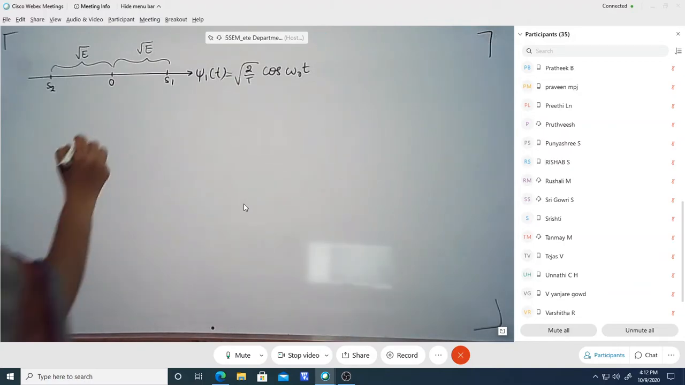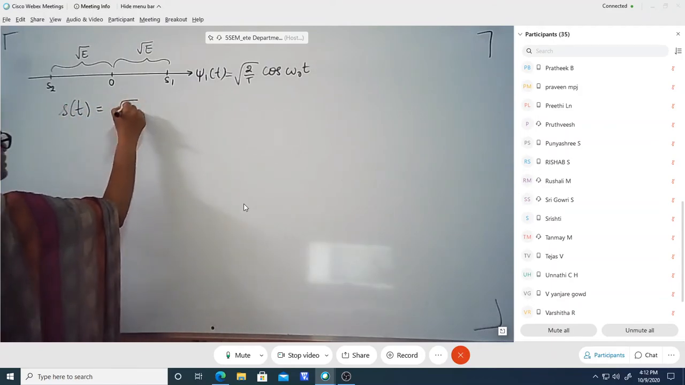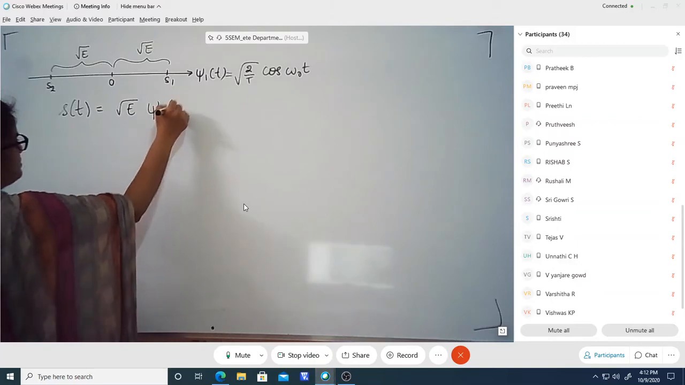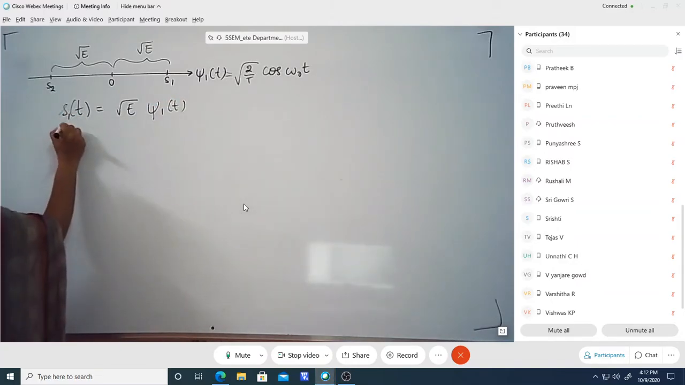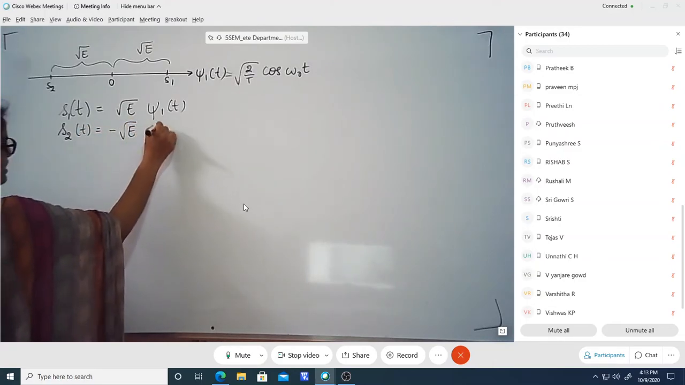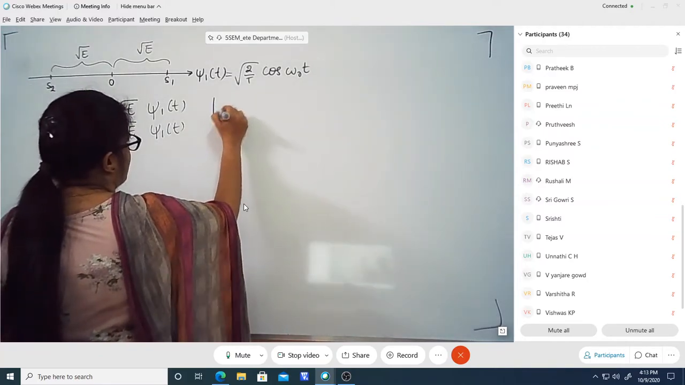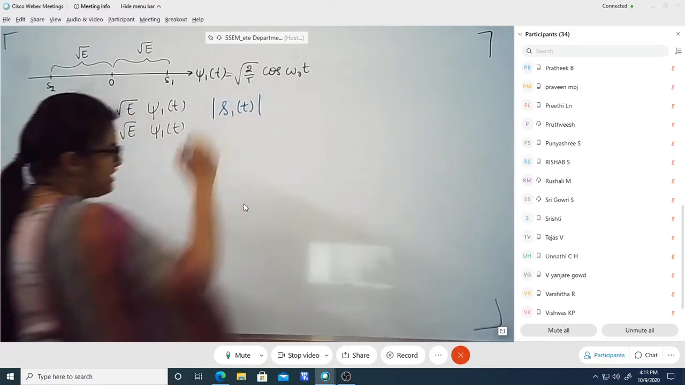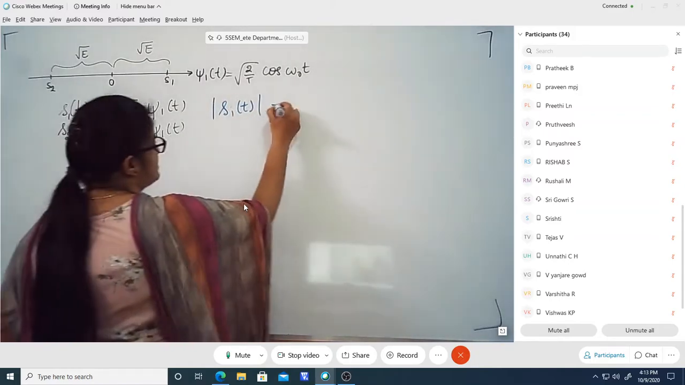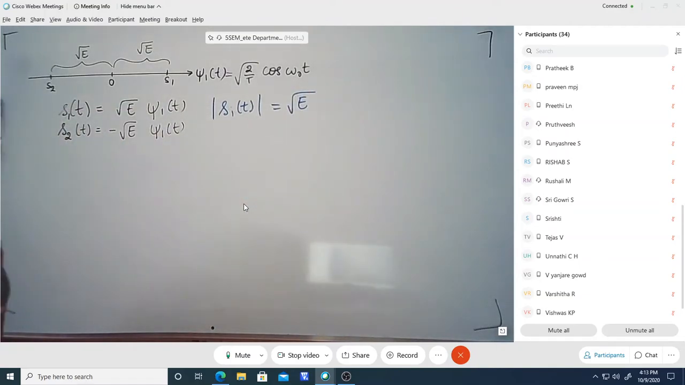Okay, we shall see. The symbols in general can be expressed as under the root E times xi1 of t. This is for symbol s1. For symbol s2, it can be written as minus root E into xi1 of t. So whether it is symbol s1 or s2, the magnitude of the symbol si in case of BPSK is always equal to under the root E.